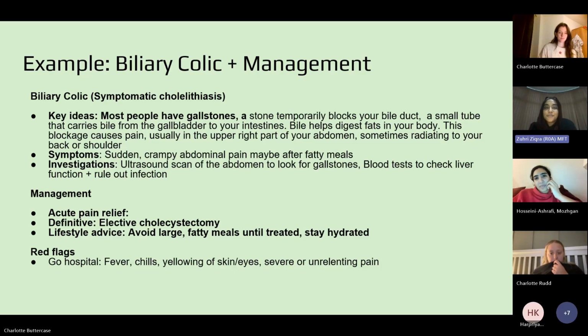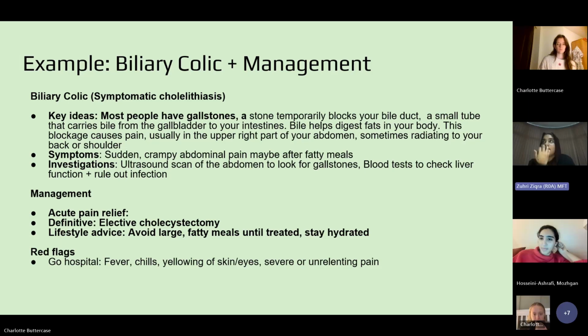So the first question was, explain biliary colic, give the management, essentially. So key ideas was, mention gallstones. It's a stone, you can mention a bit about bile, actually. If you wanted to give them a bit of anatomy, mention where the gallbladder is, the liver. Say it produces bile, helps digest your fat, so it's usually after fatty meals.